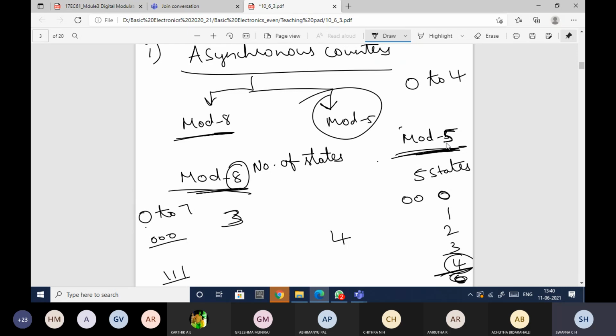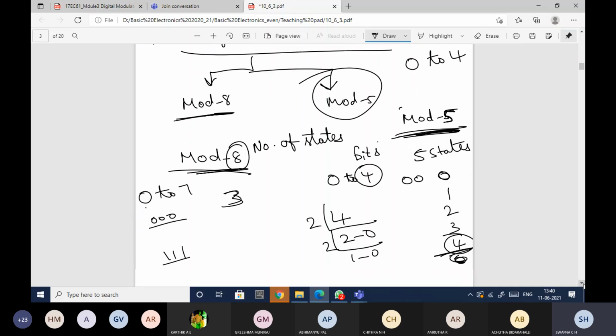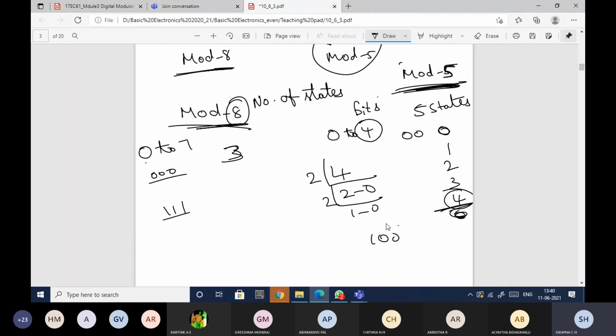The number of flip-flops can be decided by the number of bits that are used. If the mod 5 counter has to count from 0 to 4, then 4 is the maximum number. To represent 4, how many bits are required? 2 2s are 4, 0; 2 1s are 2, 0. So 3 bits are required, right?